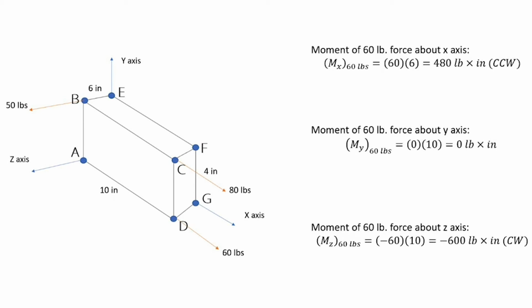And then lastly, we'll do that 60-pound force about the z-axis. Like I said, the way that it's acting means that we would make that a negative force and then times the distance. So we will get negative 60 times 10, which means it'll be negative 600 pound-inches. And then since it's a negative value, that means it's acting in the clockwise direction.